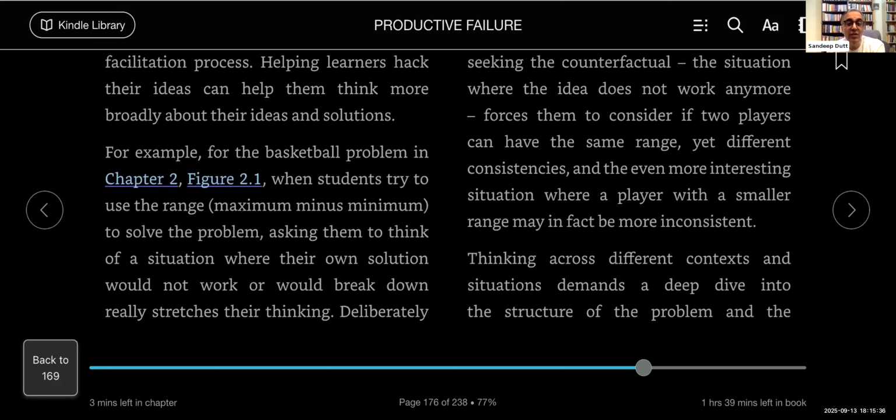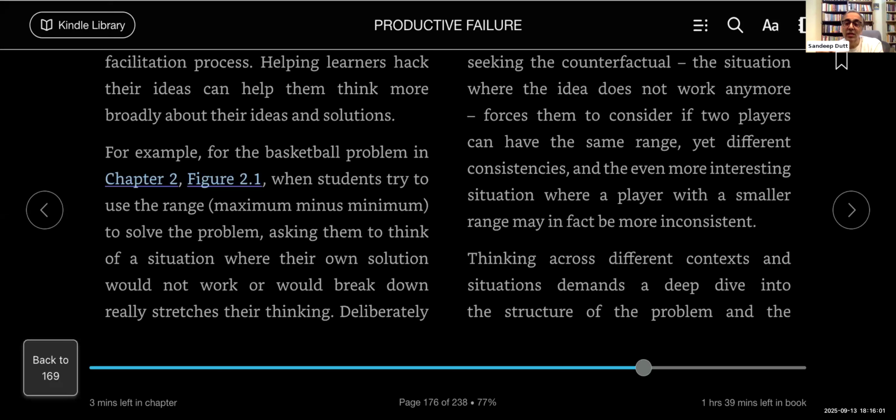When students try to break down their ideas, it really stretches their thinking. Deliberately seeking where the idea does not work anymore forces them to consider if two players can have the same range yet different consistencies. An even more interesting situation is where a player with a similar range may in fact be more inconsistent.